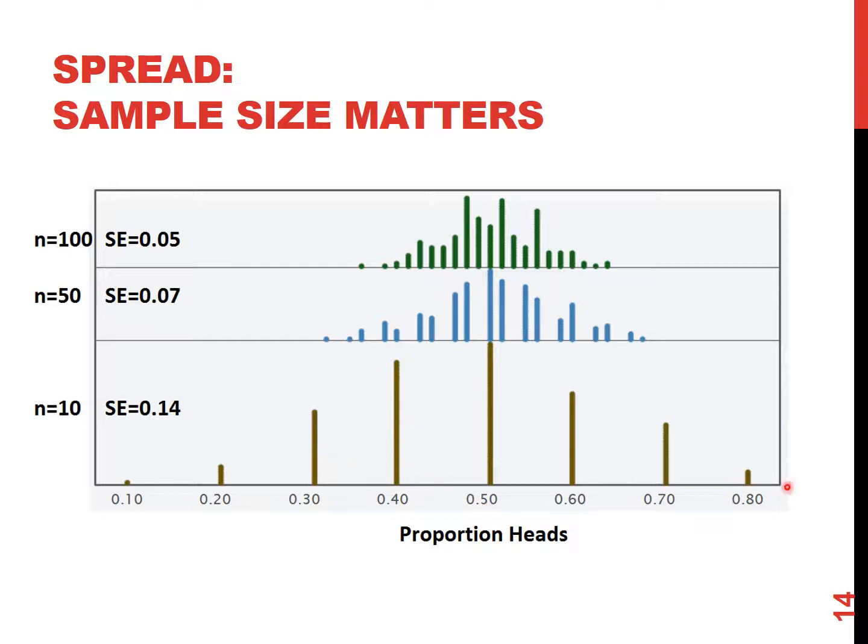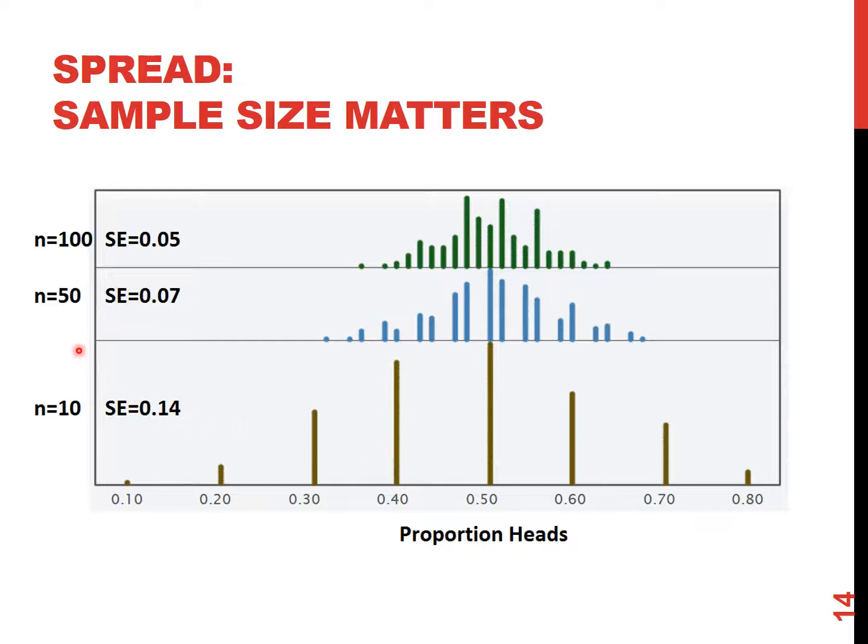We can see that the sampling distribution when n is equal to 10 is approximately bell-shaped, and it's centered at 0.5, which is the true proportion of the time that we'd expect heads to land facing up. We can also see that there's quite a lot of spread in this distribution. The standard error is 0.14.